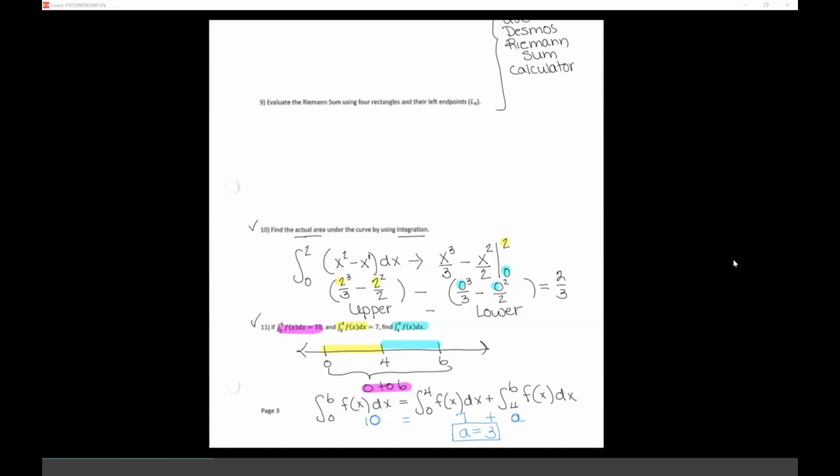Any questions on 11? So remember, you can add up integrals as long as there's no gaps. Any questions on 11?